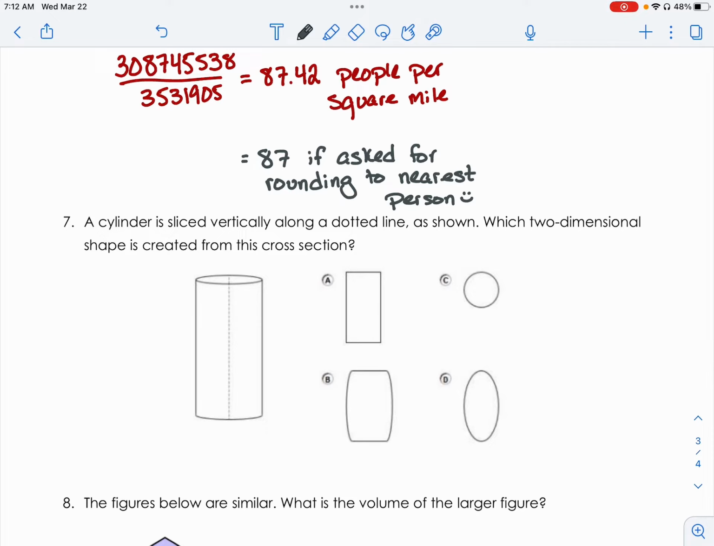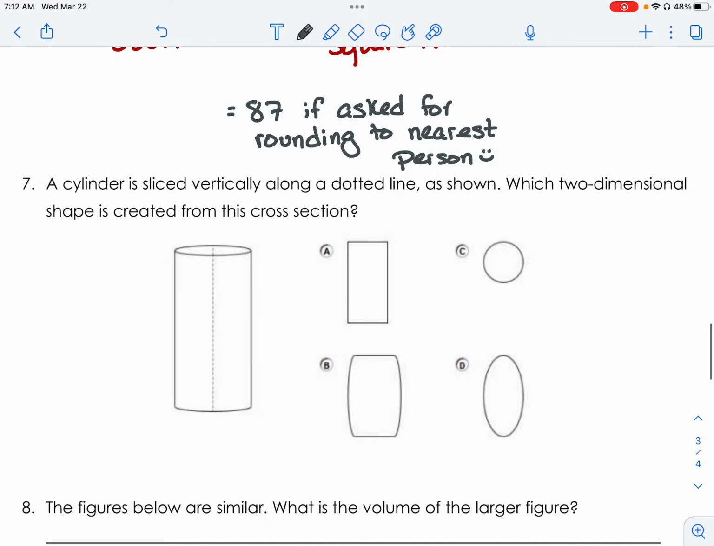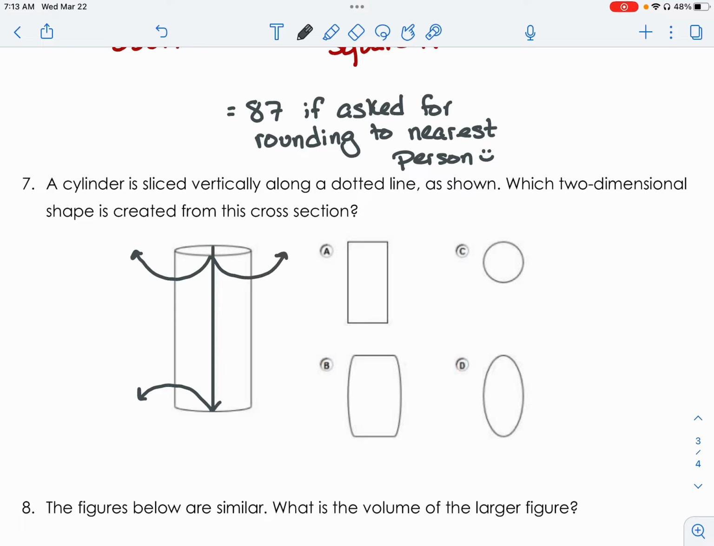Okay, a cylinder is sliced vertically along this dotted line shown to the left, and which two-dimensional shape is shown? So we're cutting right along here, and then we're opening up whatever is left, like unfolding it. Think of when you open a book, kind of unfolding this. Well, if we did this, these corners would come out this way. This corner would open up about this way, fold out that way, fold out that way.